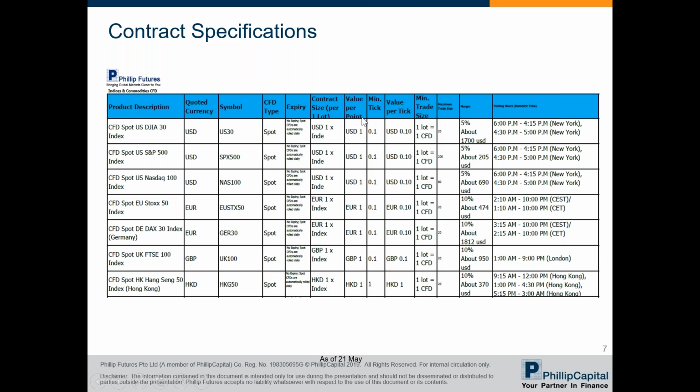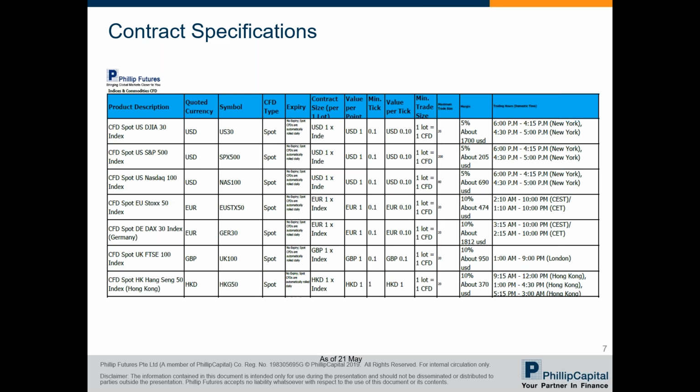This means that you can actually enter only in one lot size. You can also enter in multiples of this one lot size, 2 lots, 3 lots, or 4 lots, and so on, but you cannot do 0.5 or any fraction of this unit.